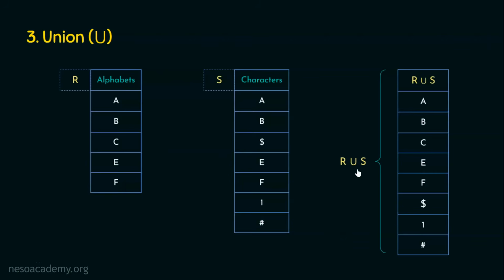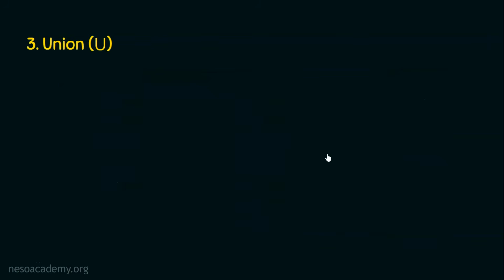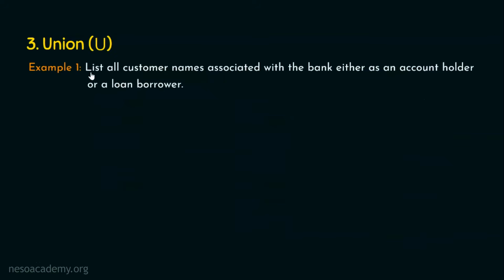With this knowledge, let's see the formal example. The question is, list all customer names associated with the bank either as an account holder or a loan borrower. Just pause this video for a while and think about what the two relations in this question are. I hope you are done. The relations we are talking about here: one is related to the account holder and the other is related to the loan.